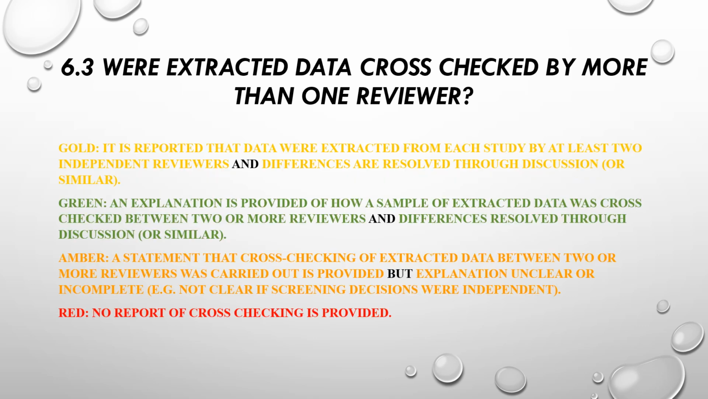For 6.3 then, gold is awarded if data were extracted from each study by at least 2 independent reviewers and differences resolved through discussion. Green is awarded if an explanation is provided of how a sample of extracted data was cross-checked between 2 or more reviewers and differences resolved through discussion. Amber is awarded if cross-checking of extracted data between 2 or more reviewers was carried out, but the explanation is unclear or incomplete. Red is awarded if no explanation of cross-checking is provided.